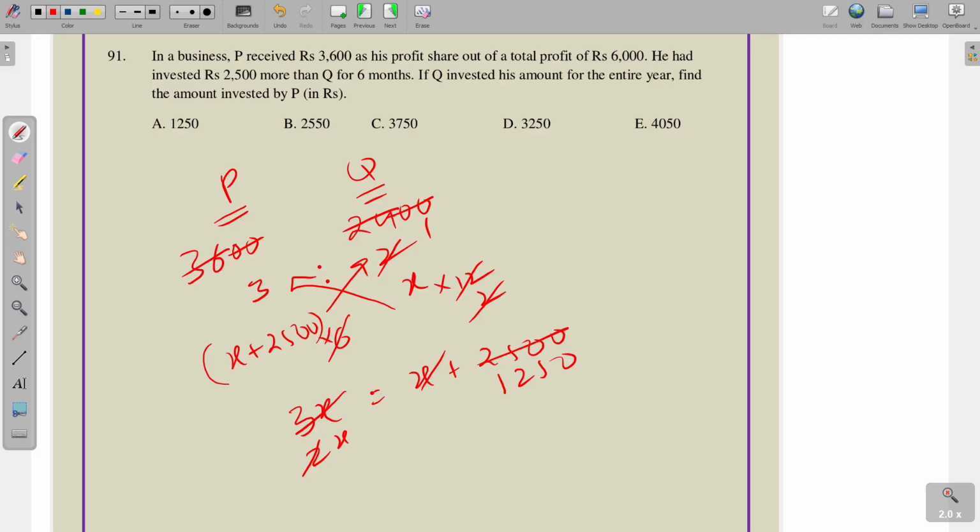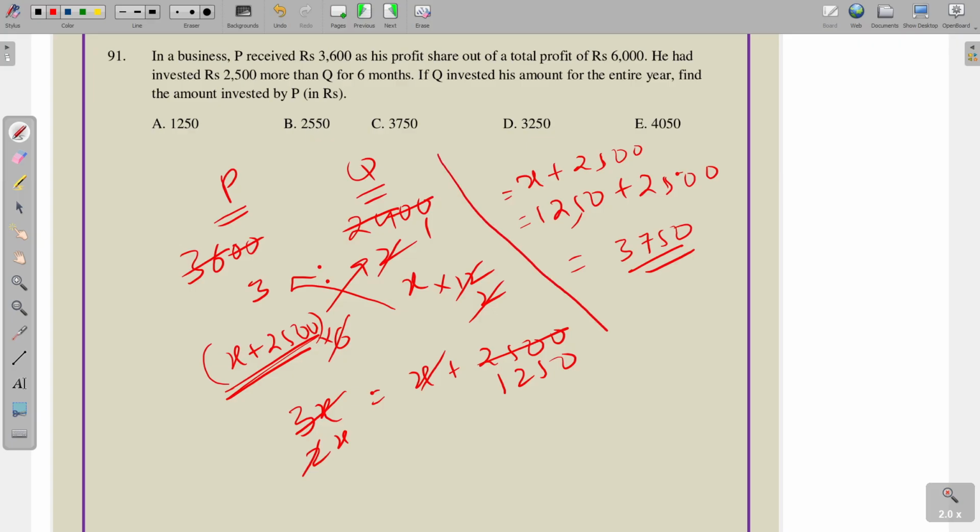So minus 2x, the 2 is cancelled, x is 1250. But we need the amount invested by P, which is x plus 2,500. That is 1250 plus 2,500, which is the investment of P. It is 3,750, the investment of P. So, next question.